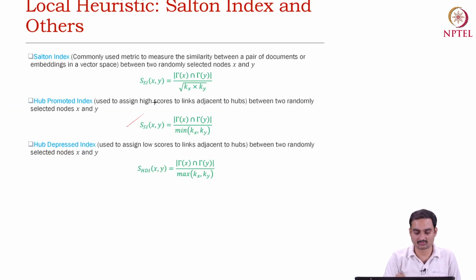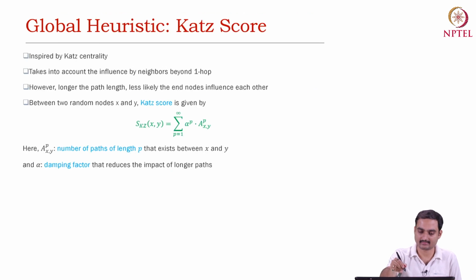Salton index, hub promoted, hub depressed we already discussed. Let us look at the global heuristics. The metrics that we have discussed so far are local heuristics, where we only look at the neighbors and judge based on that. Now global heuristics are with respect to the entire graph. The first one is the Katz score, motivated by the Katz centrality that we discussed earlier.